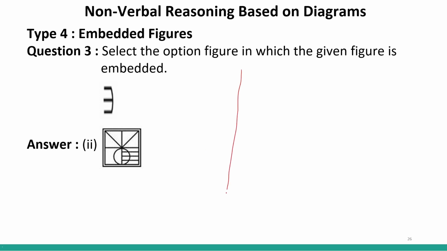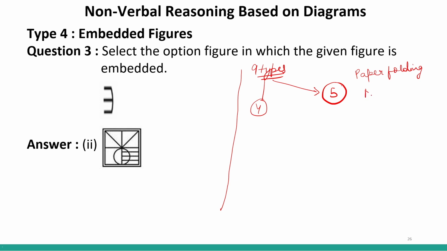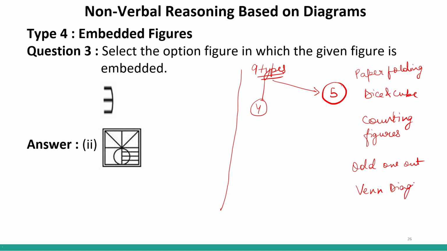So overall, as I told you, there are 9 types of problems that can be formed from non-verbal reasoning. We discussed 4 types today, and in the next lecture we will discuss the other 5 types. What are the other 5 types? Paper folding, then dice and cube, then counting figures, then odd one out, and then Venn diagram. So these other types we will discuss in the next lecture.